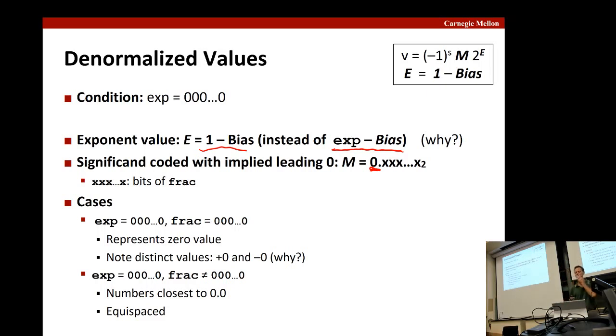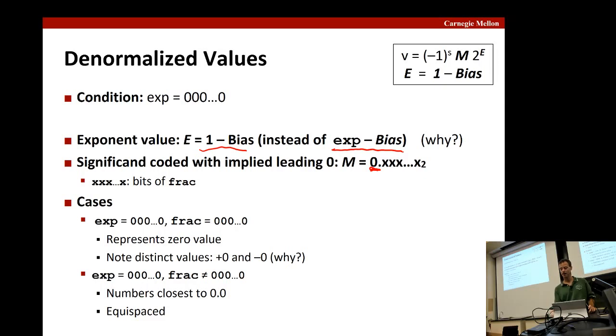So why might that make sense? Any ideas? Why does the combination of those two things, and the range of the normalized values, make sense for starting the denormalized ones there? Yeah, so that way you can get significantly smaller numbers than you could have before. This also allows you to represent 0: if all the bits in your fraction are 0, you can just represent 0.